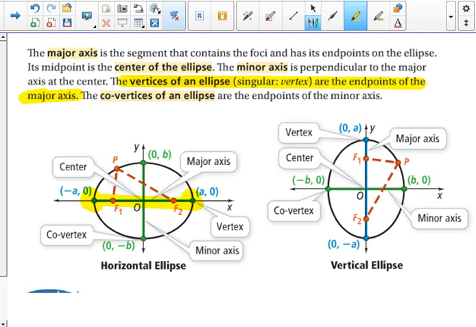The co-vertices of an ellipse are the endpoints of the minor axis. So that's our b that I was reading by accident just a minute ago. Okay? So now let's look at this one. Our major is here. So this means our endpoints are 0, a and 0, negative a. And here, my minor axis, my co-vertices, are negative b, 0 and b, 0. Okay, so those are some things that we're going to need.